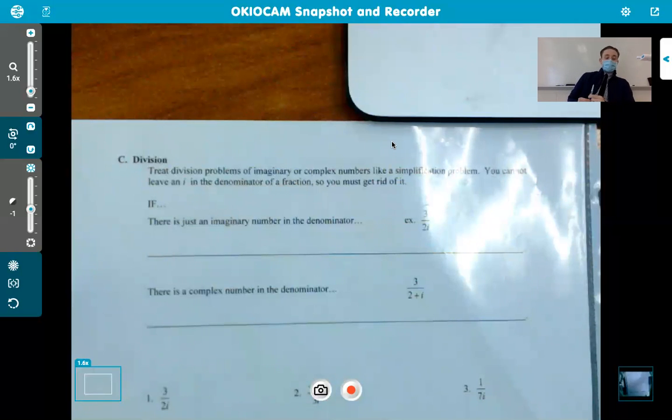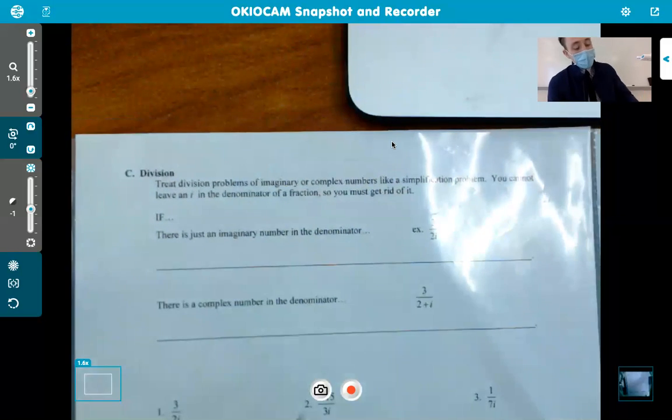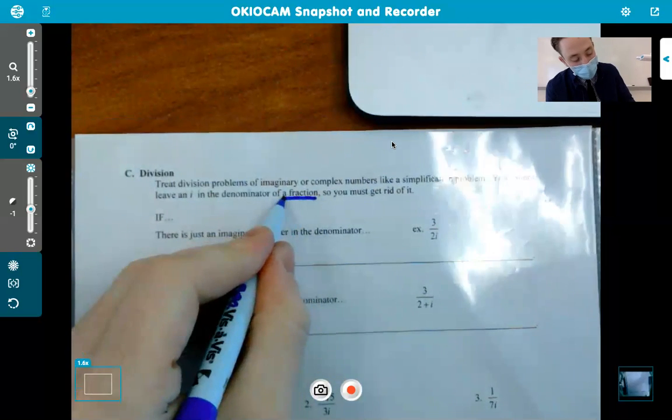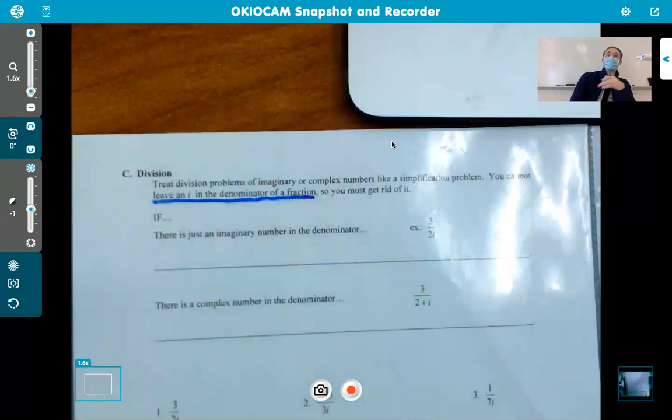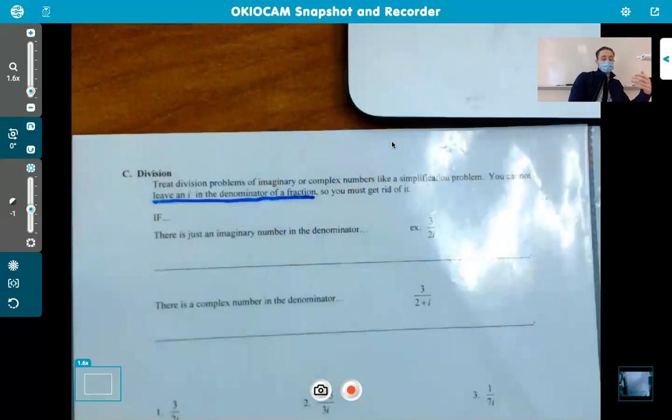That note there says we treat division problems of imaginary or complex numbers like simplification problems. What we don't want, and that note there that I'm going to underline here, is an i in my denominator. So I can't leave a fraction with an i in my denominator. I need to get rid of everything that's complex or imaginary in my denominator. And there's two situations, or two kind of processes, that we need to remember for division.